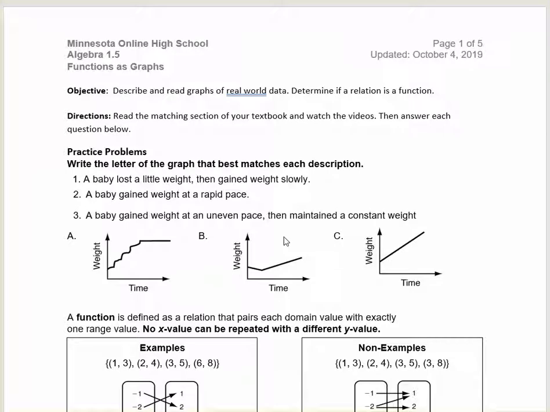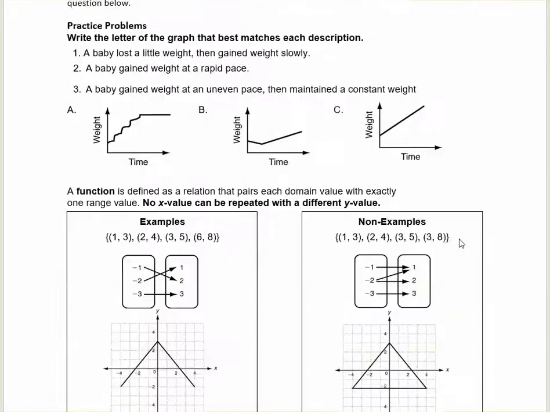In this video, we are going to look at functions as graphs. So we will describe and read graphs of real-world data and determine if a relation is a function by looking at the graph. In this first section, you're going to match the description of a baby gaining or losing weight with the correct graph. So try to figure out which one would best match these things, and then you can just write A, B, or C after each description.